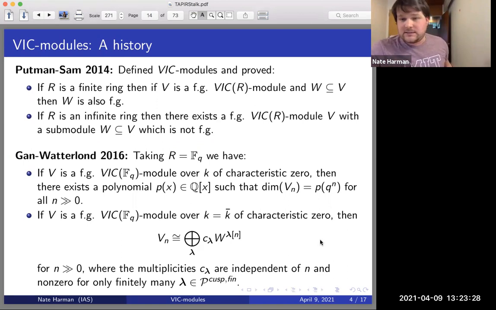But so it's a nice description. We know it completely for GLN FQ. We have the character table, everything you could want in characteristic 0.